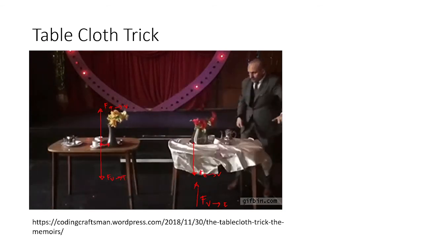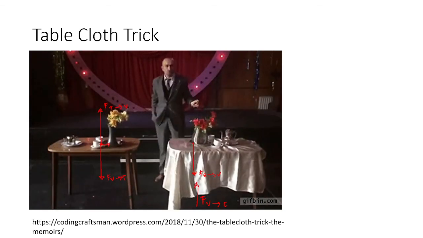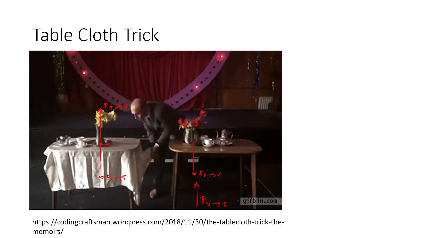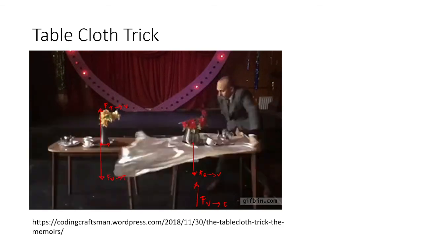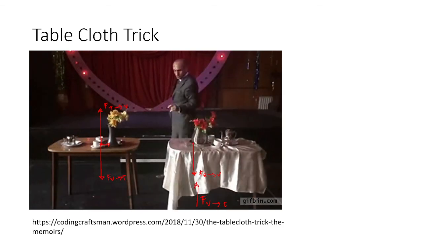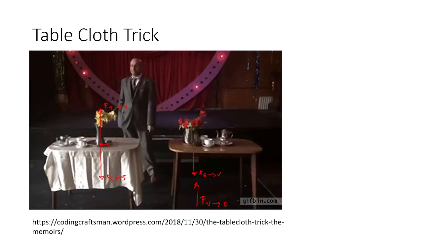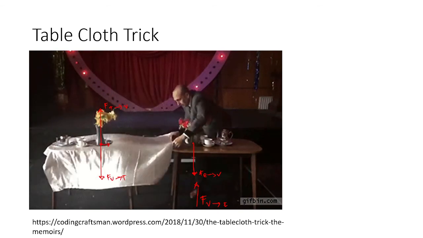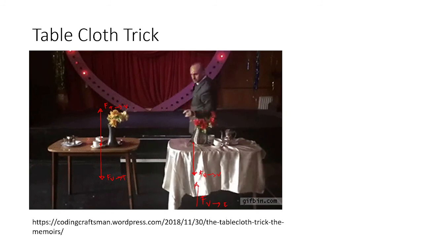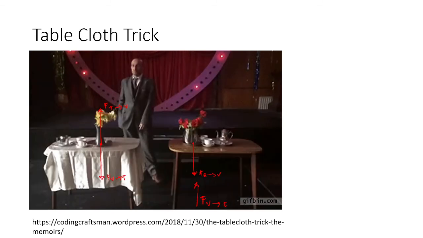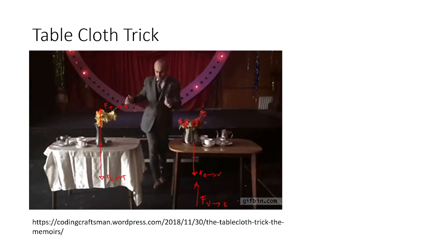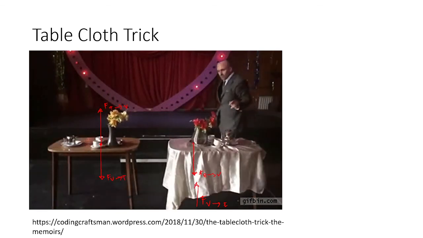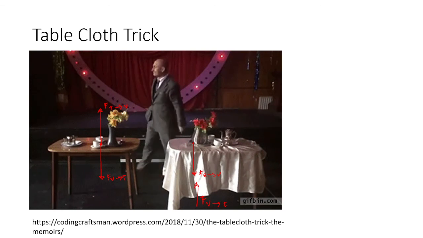And once we remove the table, of course, one of them will disappear, because we cannot have other action-reaction pairs. So basically, these are the action-reaction pairs of the vase and the table and the vase and the earth. Okay? So this is Newton's law, what we call Newton's third law.